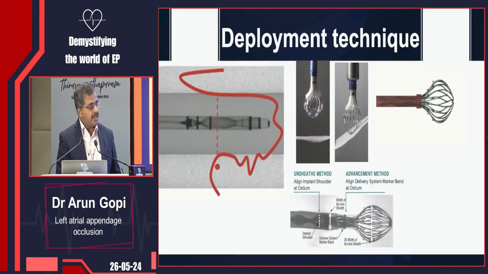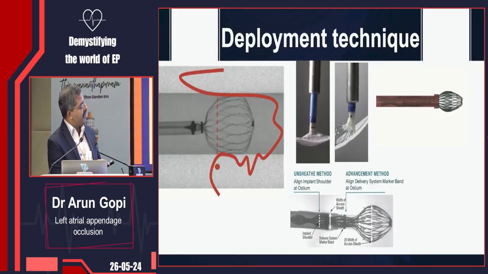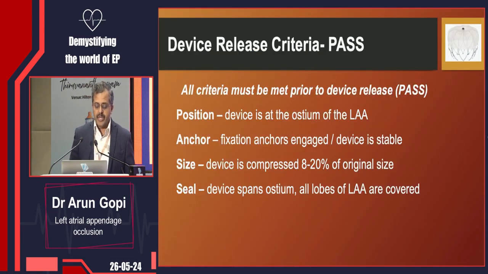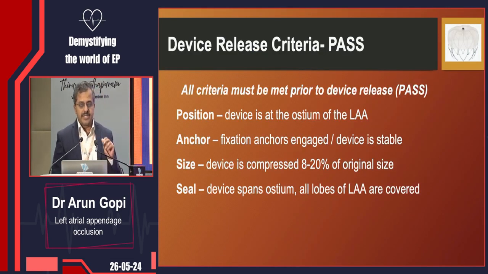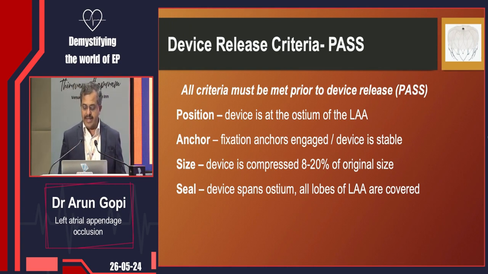So deployment, as you see here, is on unsheathing. You take the device to the left atrial appendage, this is the left atrial appendage, and you pull back the sheath, unsheathing and deployment. And once you've deployed the device, you ensure that it is stable. That requires 4 criteria, which is mnemonic as PASS, which is position, anchor, seal, and size.